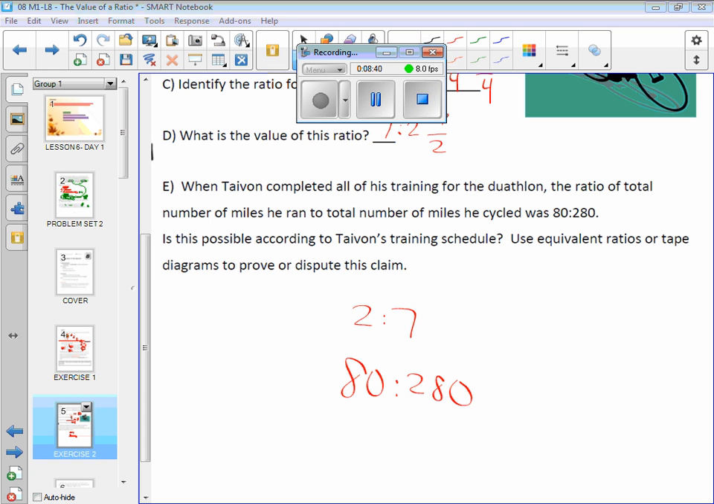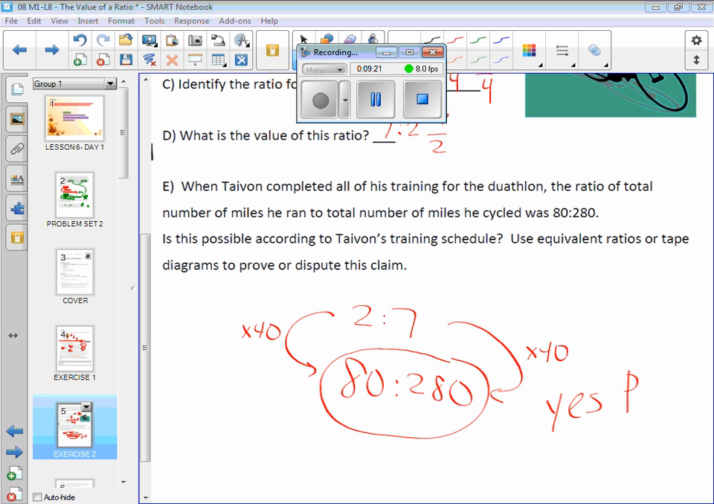Liam, what say you? What'd you write? According to the definition of equivalent ratios, we take the value, and if we can multiply both sides by the same number to get the new ratio, then it is equivalent. So in this case, 2 times 40 is 80, it works. 7 times 40 is 280, it works. So yes, this is a possibility for his training routine.